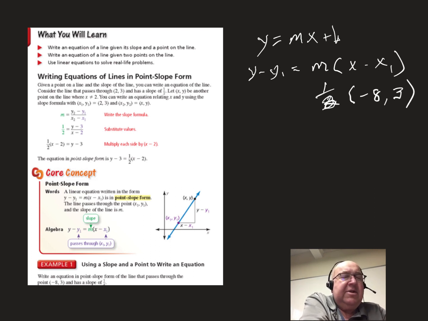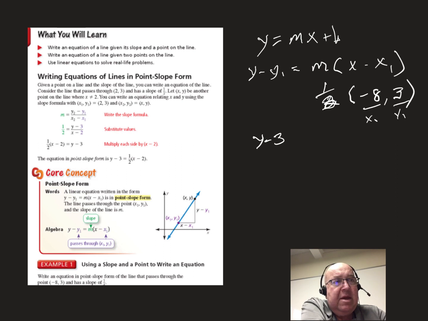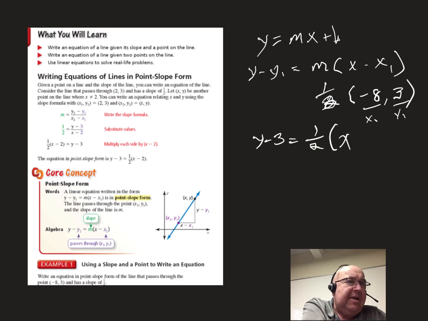Alright, so all we're going to do is take this 3 and make it our y1, and this 8, make it our x1, and write the equation. So we end up with y minus 3 is equal to 1/2 times x minus a -8, which is going to end up adding 8. And that's the equation in point-slope form.